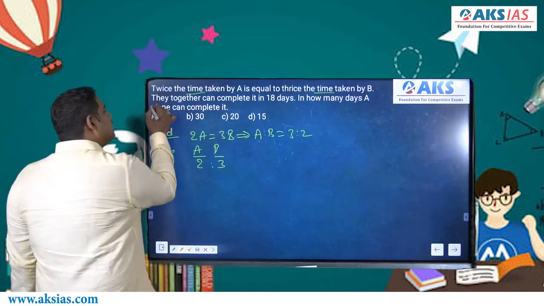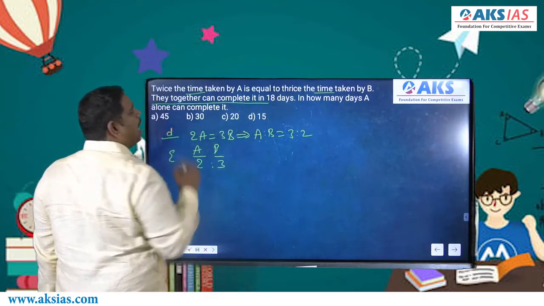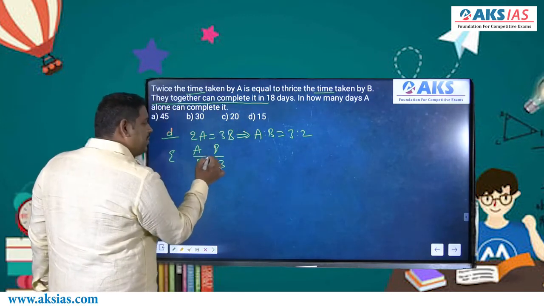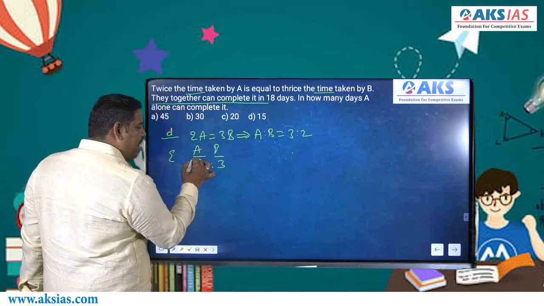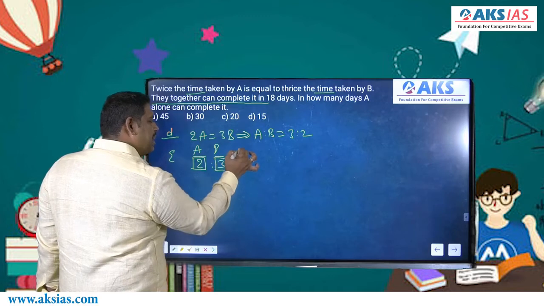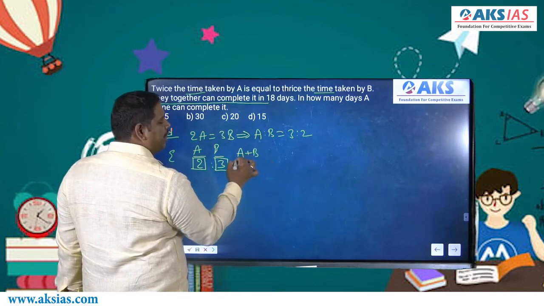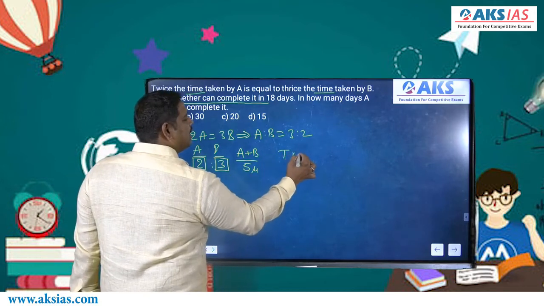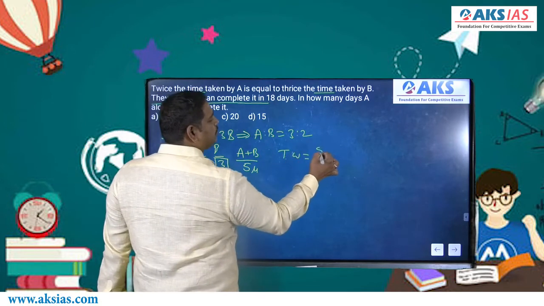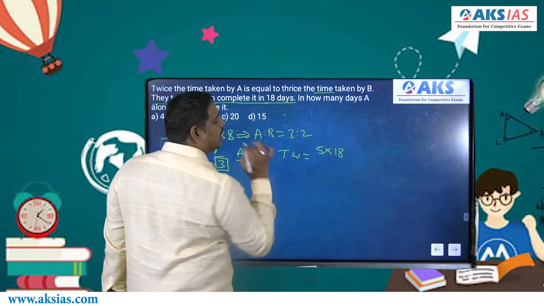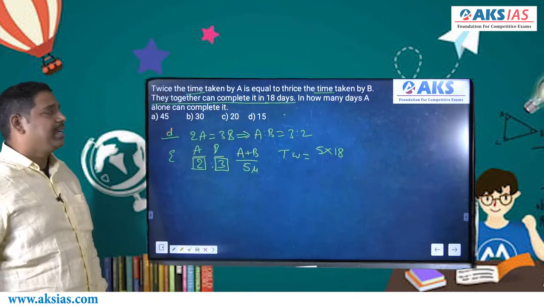So what he is saying is they together can complete it in how many days? 18 days. Efficiency means per day work, right? Per day A completes 2 units, per day B completes 3 units. That means per day together they complete 5 units. In 1 day they will do 5 units, and they have to do it for 18 days. Is it correct? So the total work is 5 into 18.